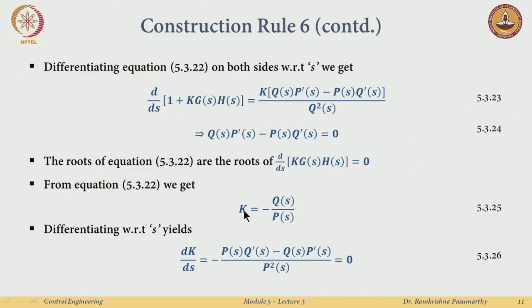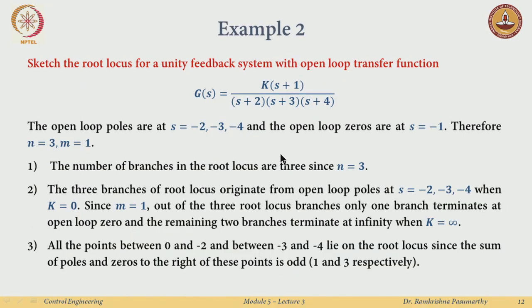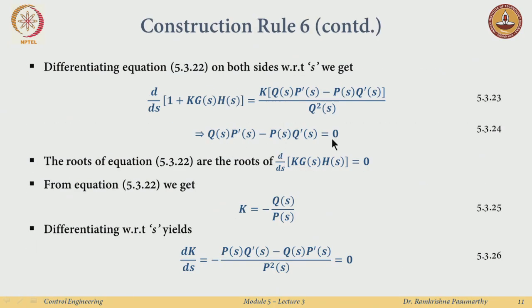Now, let me do something else. So, k is again now a function of s, dk by ds looks like this. And when does dk by ds go to 0? Dk by ds goes to 0 when the numerator of this goes to 0, that is p q prime minus q p prime. Now look at these two. Sorry, this expression and this expression are the same, right.